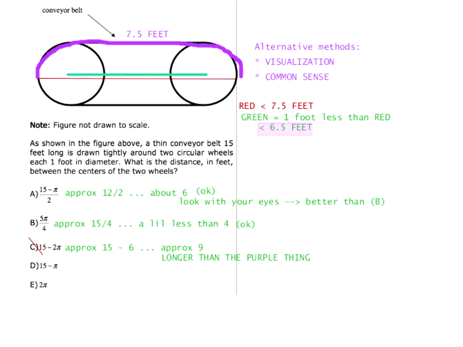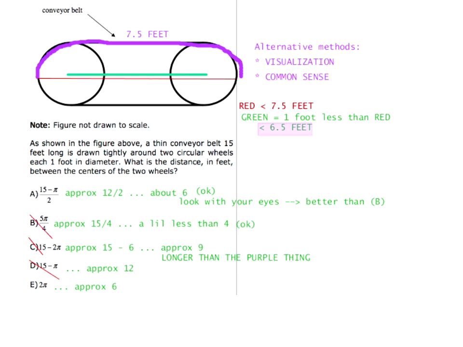15 minus pi is even bigger. This is approximately 12. No way, guys. It's not reasonable. And then E is about 6. Now, so these are pretty good. I mean, B is too short. If you look at that with your eyes, you can tell that B is too short. So we're down to A and E.